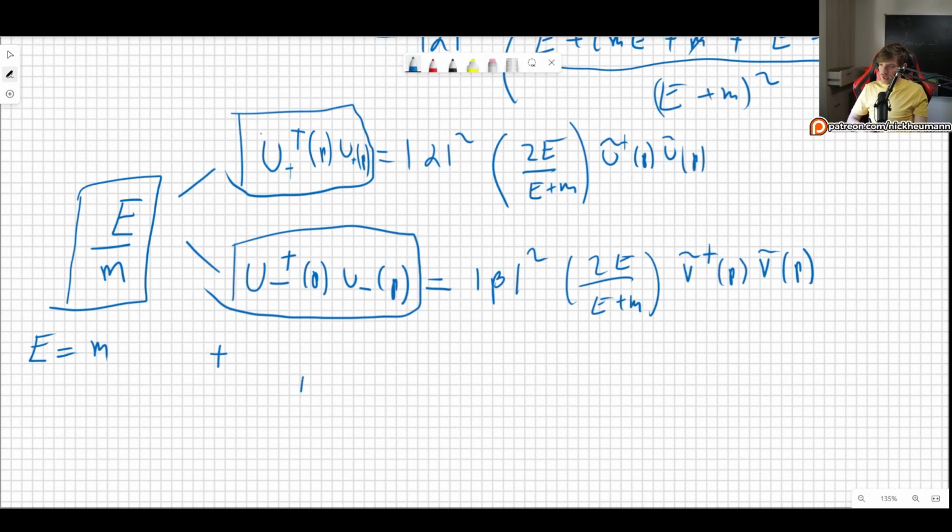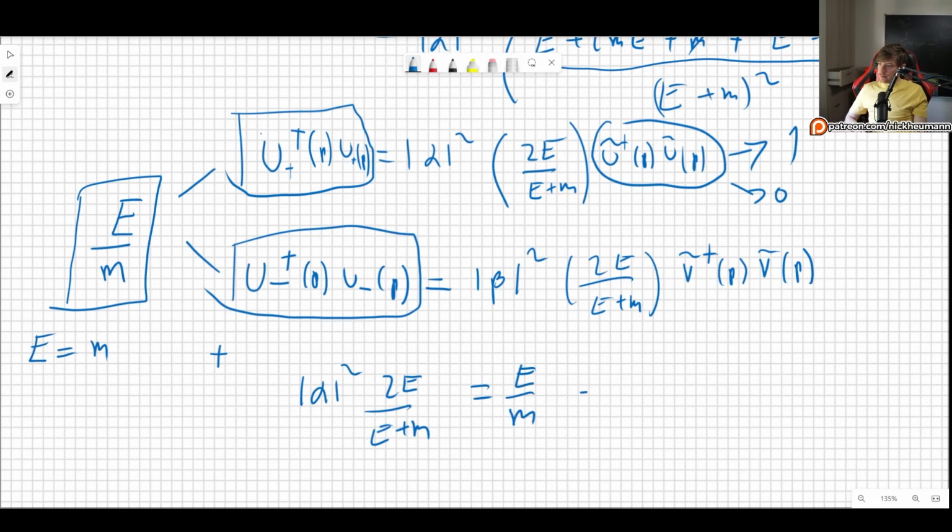So in that case, we have that alpha squared 2E, E plus m, and now I will use the fact that these things are 1 if the spin is the same, or 0 if it's different. So of course, we will only have a meaningful result if the spins are the same. So we will simply use this as 1. And this is to be equal to E over m.